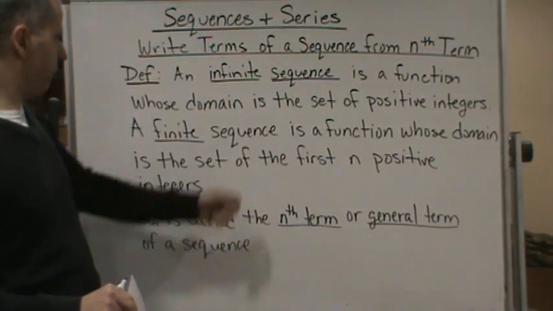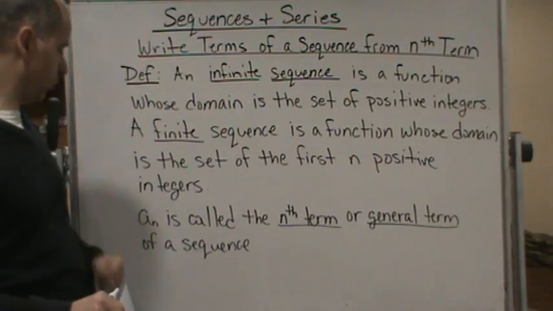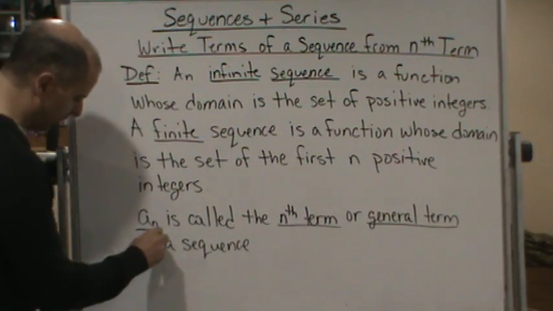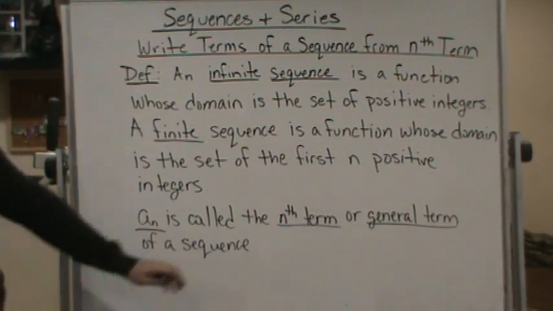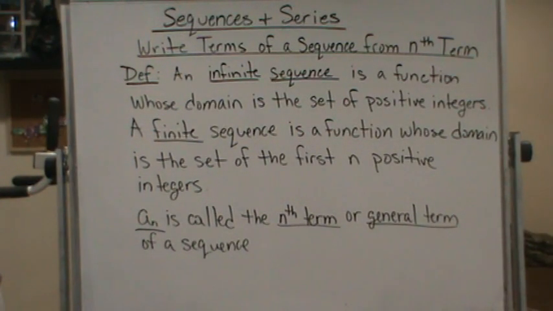Okay, so we have infinite sequences and we have finite sequences. We're going to deal with both. And then the notation a sub n is called the nth term or the general term of a sequence. Okay, and we're going to introduce some other notations as well as we go on.